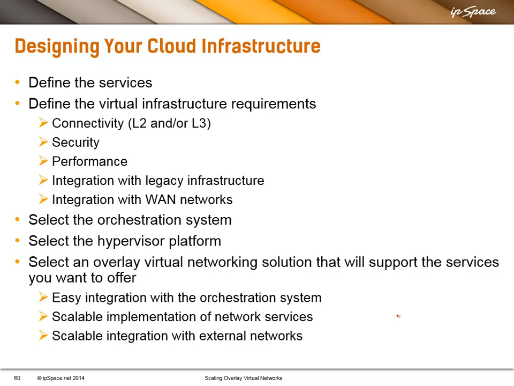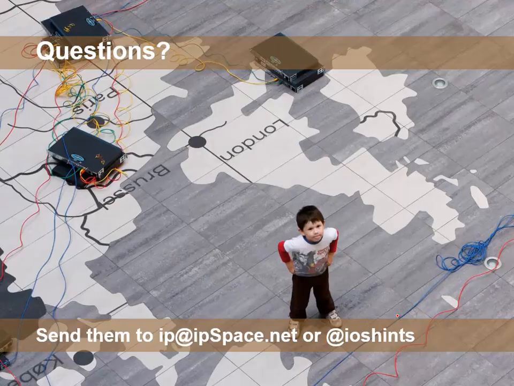Whatever external networks you have, maybe you have to integrate it with the MPLS VPN that you are already running, or maybe it's good enough if you can just connect existing VLANs to the overlay networks. That's more or less it for today. And now let's go through all the outstanding questions.